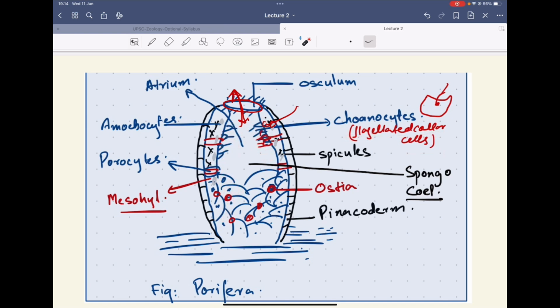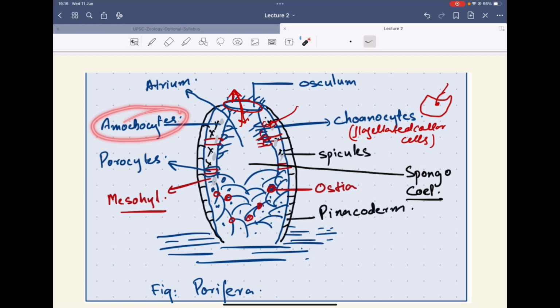Between the pinacoderm and the conoderm, there is the middle layer that is the mesohyl. So these ostia go inside the spongocele through the porocytes. There are cells that form the pores and surround the pores. They are called porocytes.